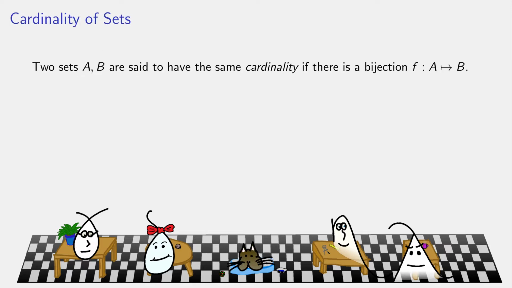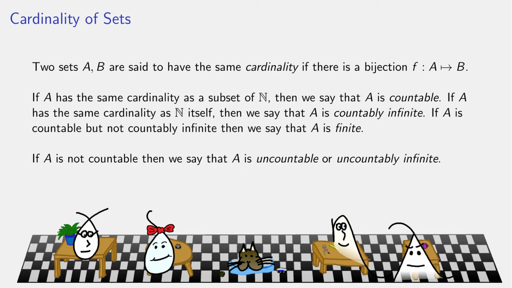Okay, let's talk about some sets. We want to talk about sets of real numbers. Two sets, capital A and capital B, are said to have the same cardinality if there is a bijection between them, some function going from A to B, which is both injective and surjective. If a set has the same cardinality as a subset of the natural numbers, in other words, you can put it in a bijective correspondence with a subset of the naturals, we say it's a countable set. If it can be put into a bijection with the natural numbers themselves, we say it's countably infinite.